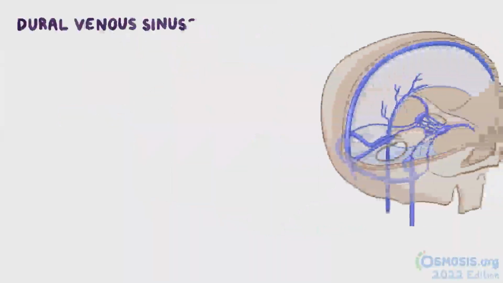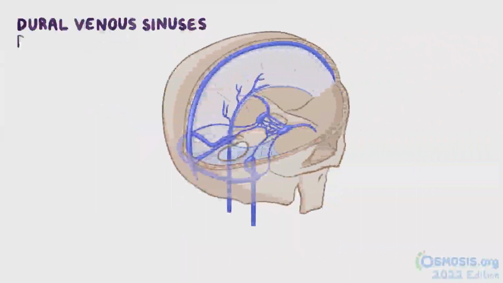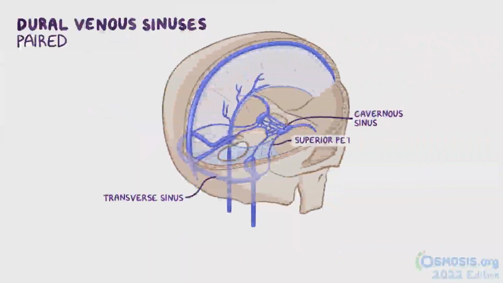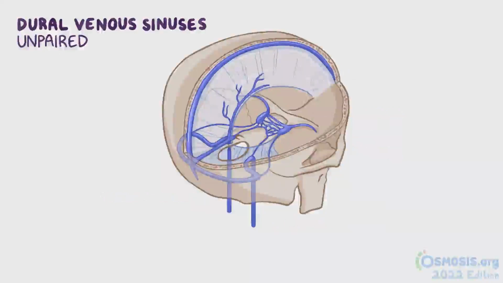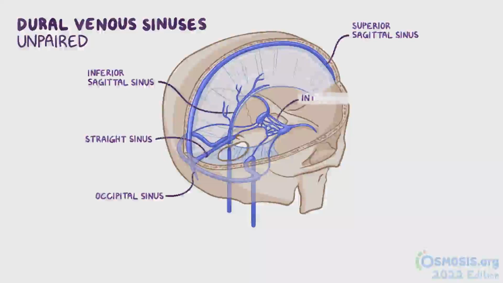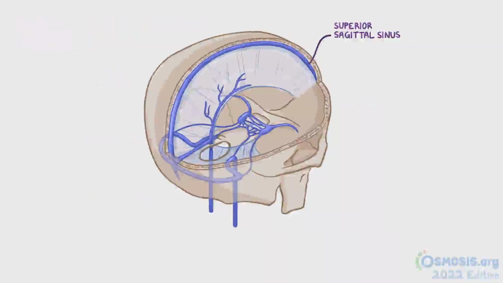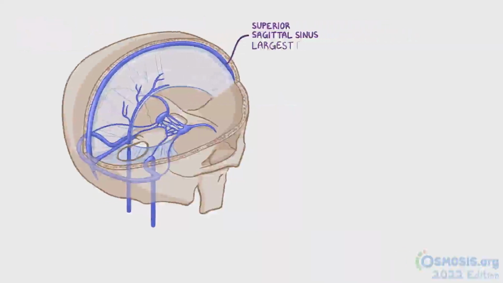The dural venous sinuses can be either paired or unpaired. Paired sinuses include the transverse sinus, cavernous sinus, superior petrosal sinus, inferior petrosal sinus, sphenoparietal sinus, and sigmoid sinus. On the other hand, unpaired sinuses include the superior sagittal sinus, inferior sagittal sinus, straight sinus, occipital sinus, and intercavernous sinus.